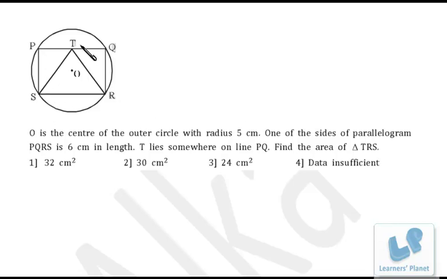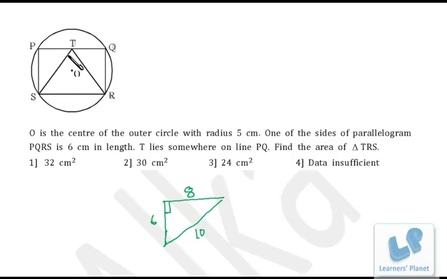Now PS, PQ, this is the side. Now one of the sides is 6. Maybe this is 6, then this is a right angle, and this must be 8, because these 3 are a Pythagorean triplet. Now friends, this length is 6. That means this is 6 and this is 8, right?